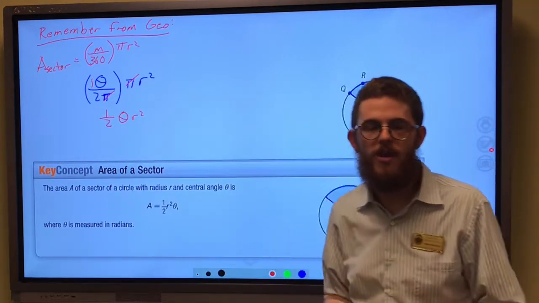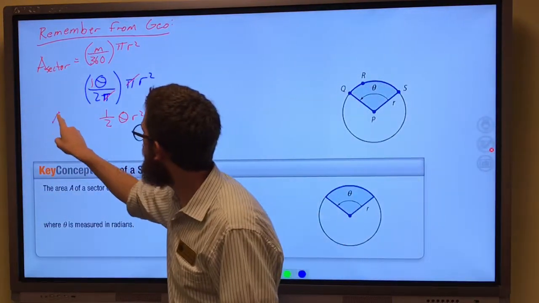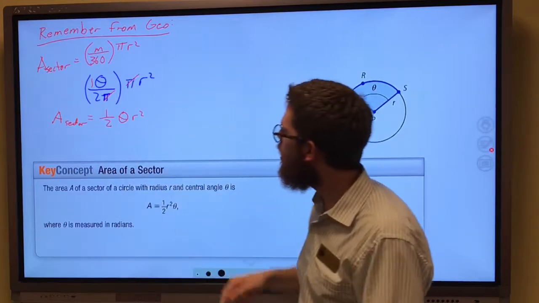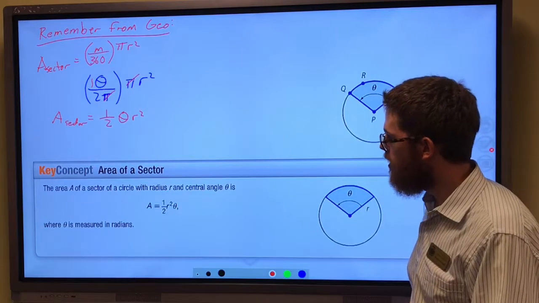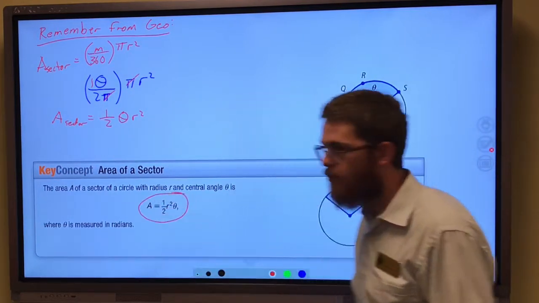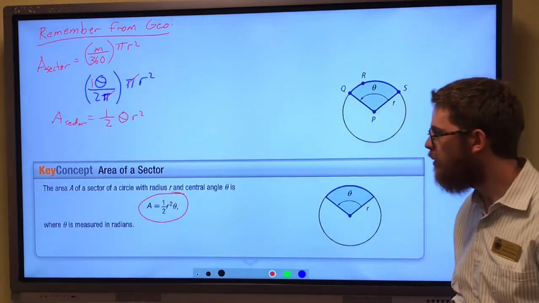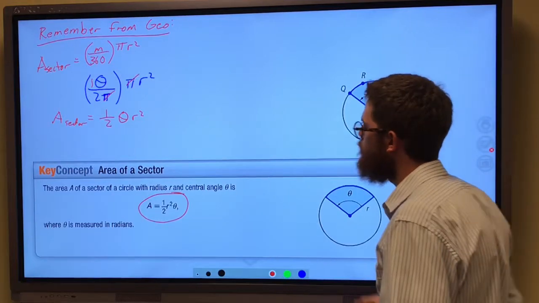So if I'm thinking about the area of a sector in radians, the area of a sector is 1/2 my angle in radians times r squared. And this is basically what they have here for their formula in the book also. All we need is the central angle and our radius. We just plug things in and figure it out from there.